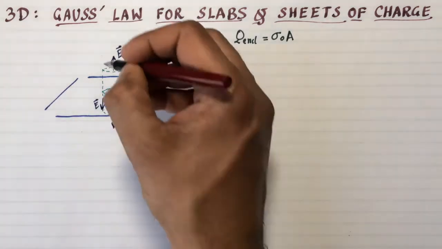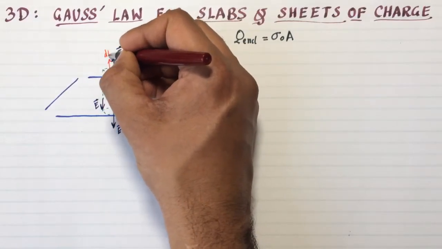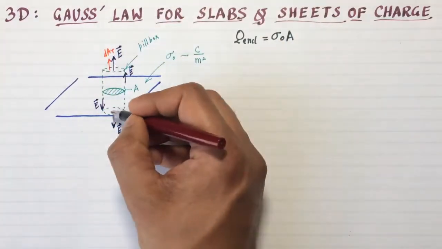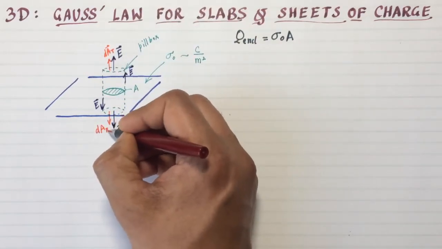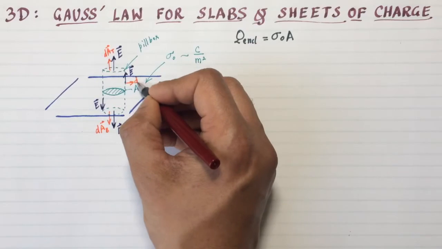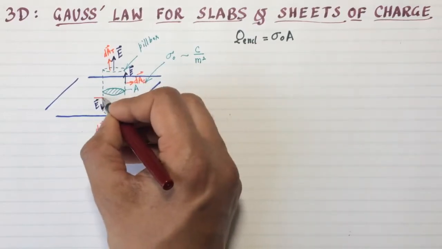What about the area vectors? On the top surface, you're going to have dAt. The area vector on the bottom surface is dAb, and the area vector on the curved surface is dAc. I'll put one here also.